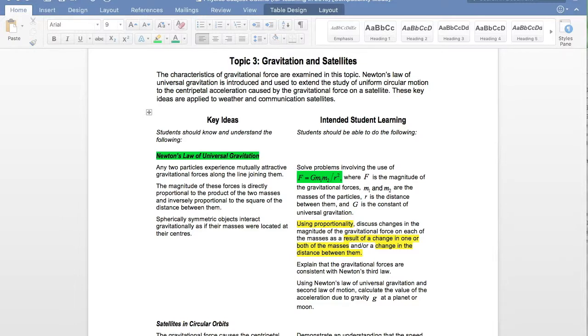To solve problems, we need to introduce the idea of Newton's universal gravitational constant. To calculate the value of gravity on any planet or moon, we can equate Newton's law of universal gravitation with his second law of motion.